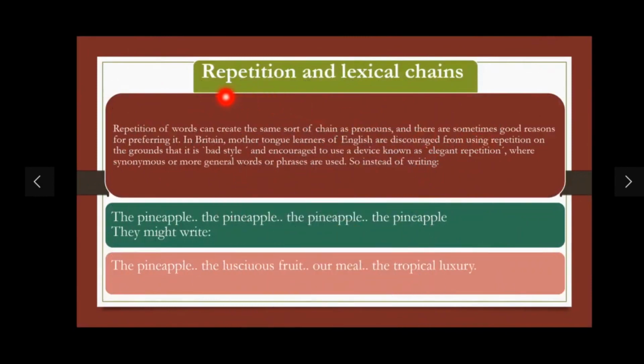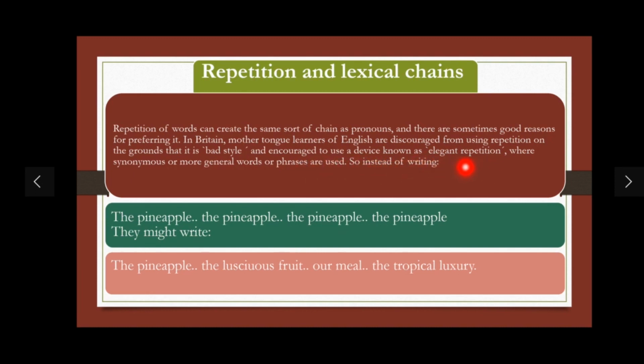Another cohesive device is known as repetition and lexical chains. Repetition of words can create the same sort of chain as pronouns. So they are just like pronouns, and there are some good reasons for preferring it. In Britain, mother tongue learners of English are discouraged from using repetition on the ground that it is bad style. So parents discourage their children from repeating the same expression again and again, and encourage the device known as elegant repetition.